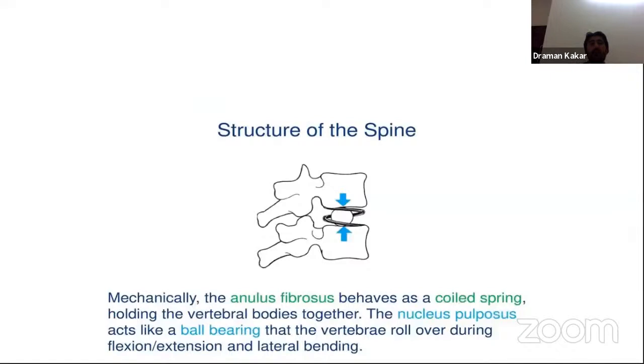From this diagram, we will understand the mechanism of the disc. The annulus fibrosus acts like a coiled spring. It absorbs the forces down the spine, while the nucleus pulposus acts as a ball bearing on which the vertebra rolls over during flexion, extension and other movements.